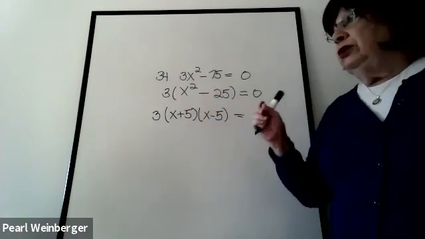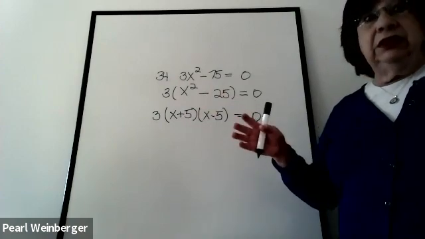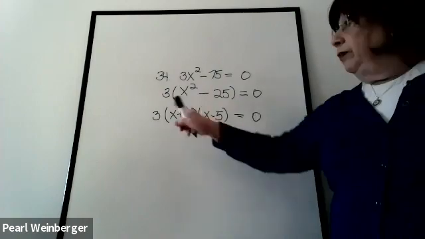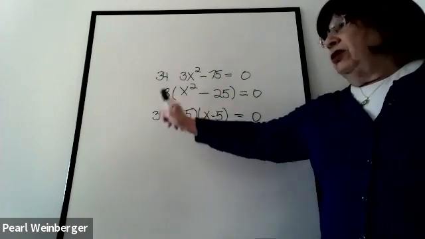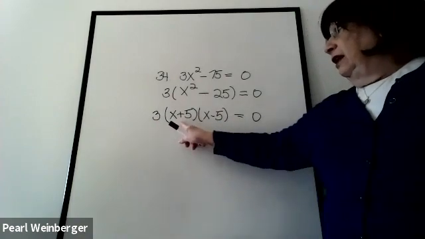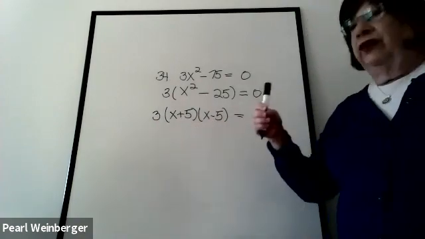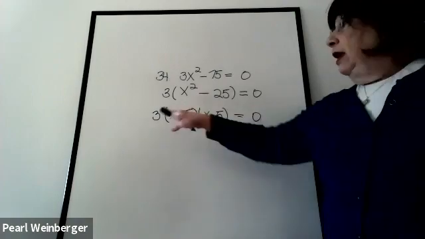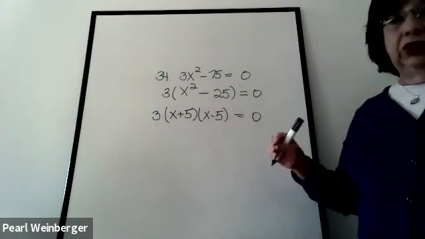And again, we're going to do what we did before. We're going to set our factors equal to 0. Now, there actually are 3 factors, 3 things being multiplied. There's a 3, an x plus 5, and an x minus 5. And any one of these 3 could equal 0, and that would make the whole expression 0.